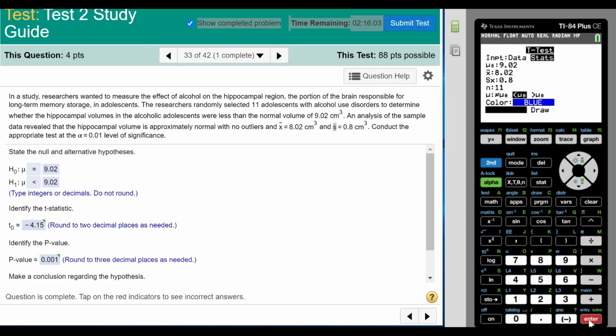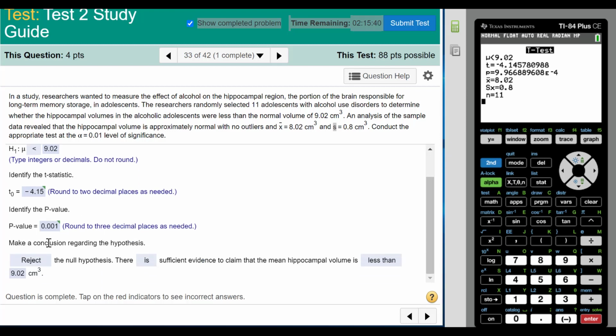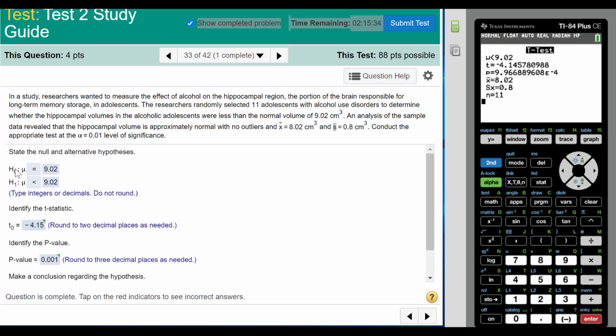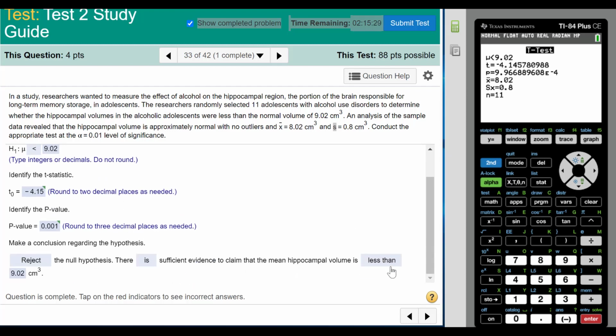And let's hit calculate. So t is negative 4.145, which is negative 4.15. P-value, look at it. It's 9.96 e minus 4. E minus 4 means you have to move the decimal point 4 digits to the left. So it's 0.00099, which turns out to be 0.001 if you round it, which is less than alpha. And if it is less than alpha, you reject the null hypothesis and you support the claim. When you reject the null hypothesis and the claim is in H1, you support the claim. There is sufficient evidence that the mean volume is less than 9.02.